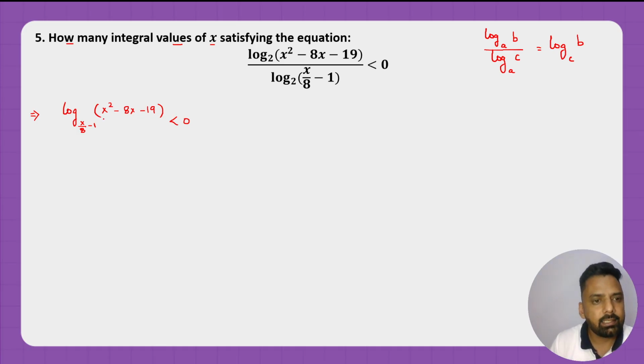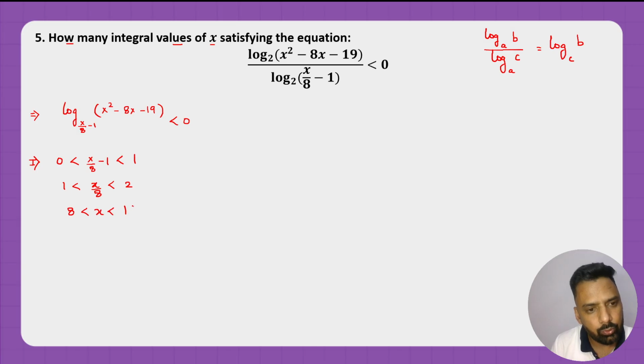Now the first case, let's take the condition that the base is between 0 and 1. Okay, the base is x by 8 minus 1. If it is between 0 and 1, then x by 8 will be between 1 and 2. So the range for x will be between 8 and 16. Okay, that is the range the base should have if the base is between 0 and 1.